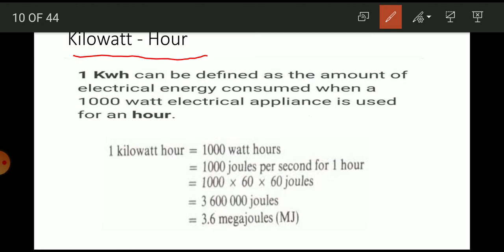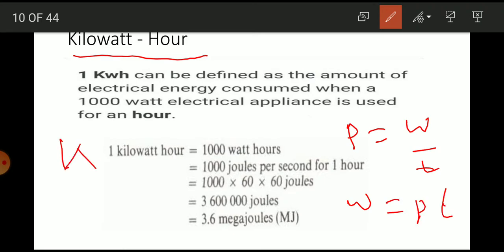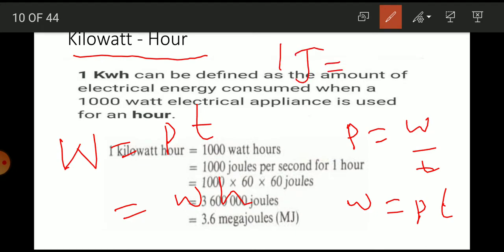1 kilowatt hour can be defined as the amount of electrical energy consumed when a 1000 watt electrical appliance is used for an hour. Very simple. Power is equal to work per unit time, work is equal to power into time. So write work, power into time, watt hour. 1 joule is equal to 1 watt second. So you will change it.